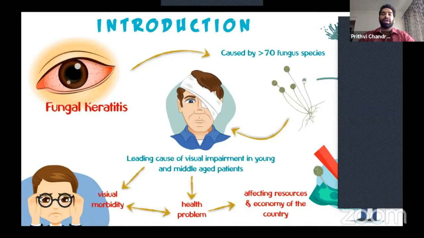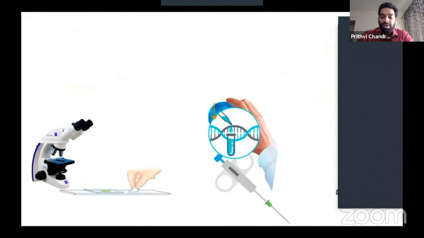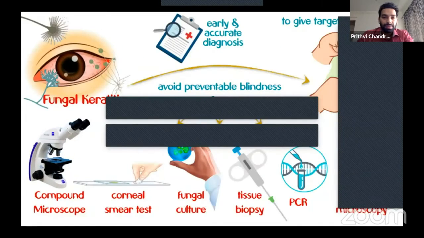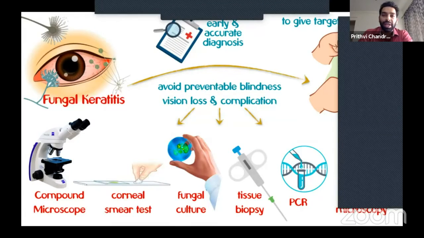As we know, fungal keratitis is caused by more than 70 fungus species, and is the leading cause of visual impairment in young and middle-aged patients, which also contributes to visual morbidity and health problems, adversely affecting the resources and economy of the country. As we can see, fungal keratitis should be diagnosed early and accurately so that we can give a targeted treatment. This would avoid preventable blindness, vision loss and complications.